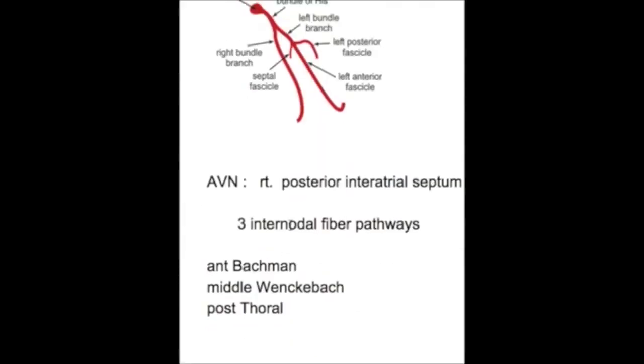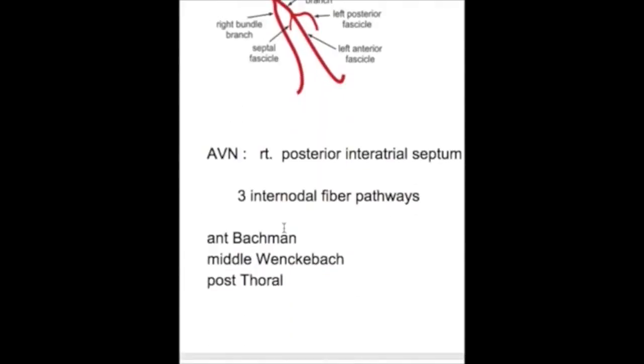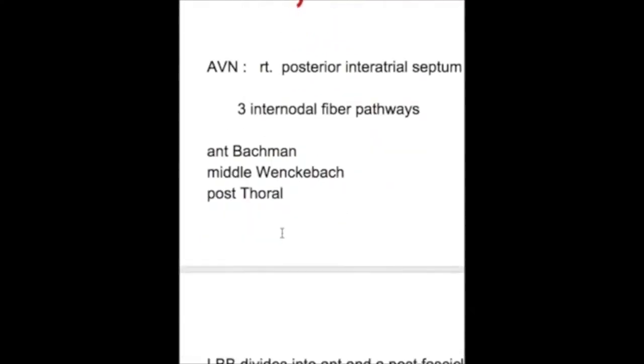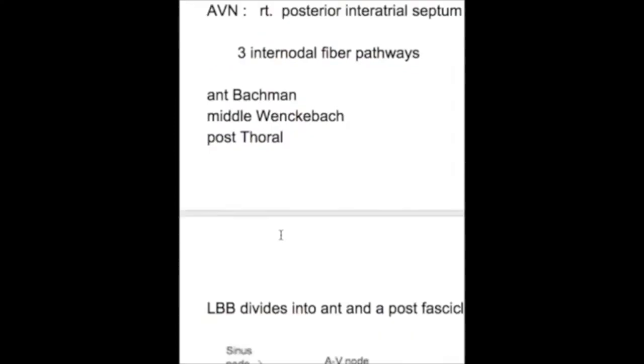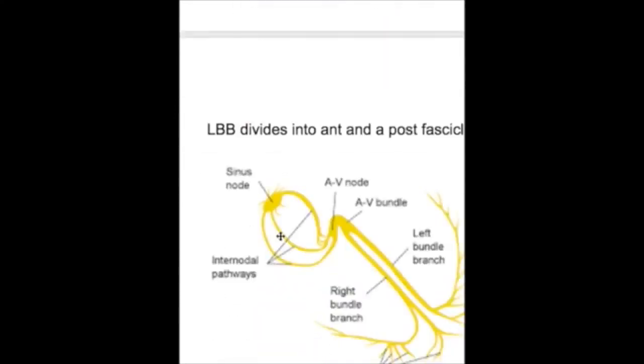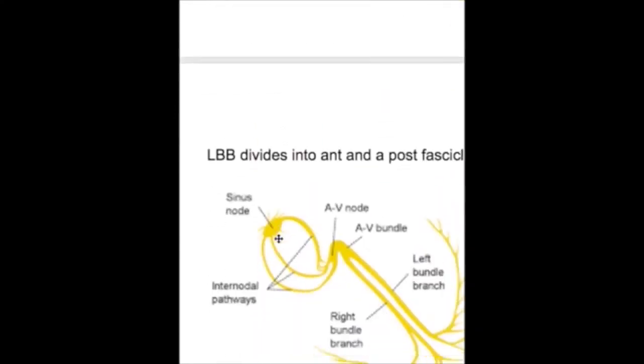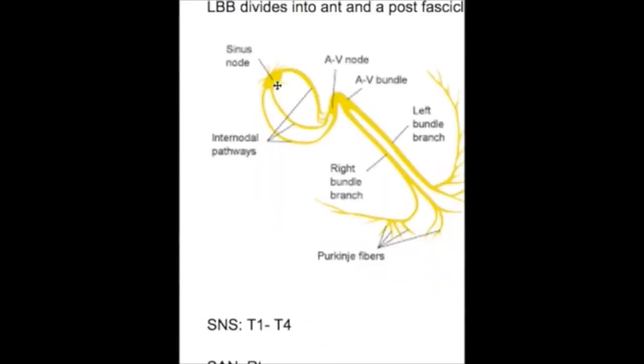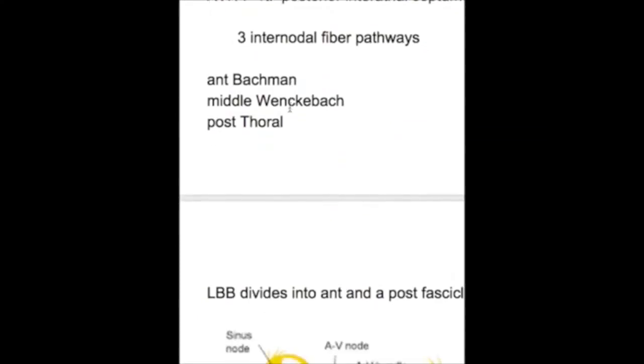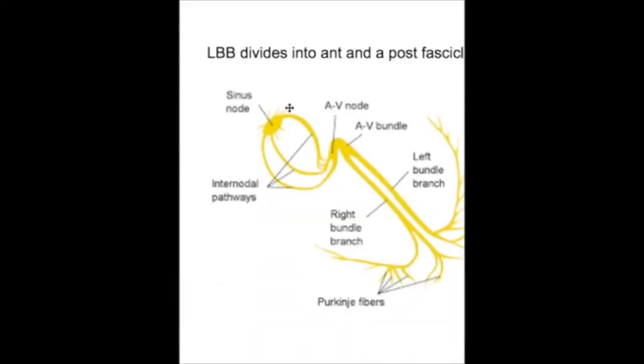How is the AV node connected to the SA node? There are 3 internodal pathways that connect the SA node to the AV node: anterior Bachmann, middle Wenckebach's, and posterior Thorel. So the SA node and the AV node have 3 connections: anterior Bachmann, Wenckebach's, and posterior Thorel.